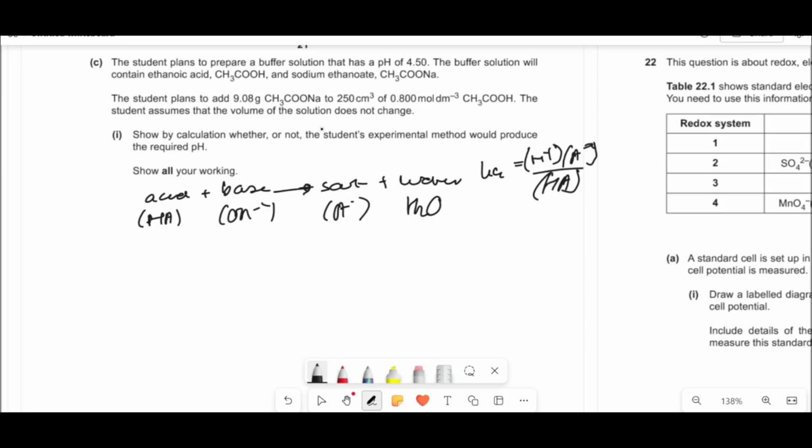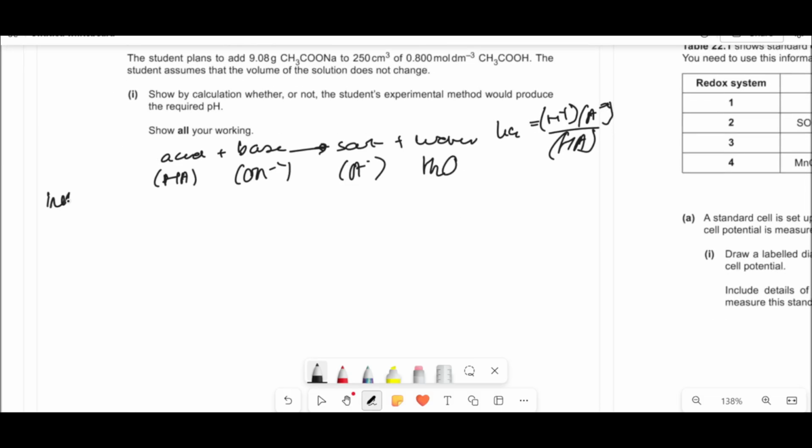So we need to get the pH out of this by looking at what they did. So they're adding this much to this much ethanoic acid. Things are going to react and move about and shift. So just do it step by step. Initial moles is just when everything's mixed, end moles, and concentration.